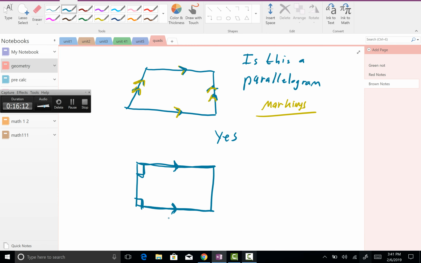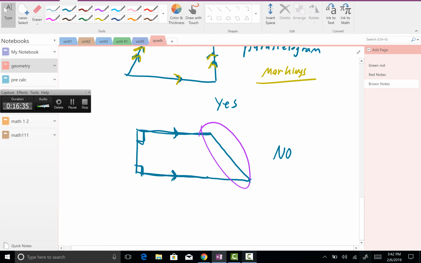That's not a parallelogram. And if you think about it, because we don't know anything about these other sides, we could swing this out to here and look, definitely not a parallelogram because we don't know anything about that side. So we would say, no, this is not a parallelogram. So when you're doing these problems, you have to look at the markings and look back at your definition and check to see if it works or not.